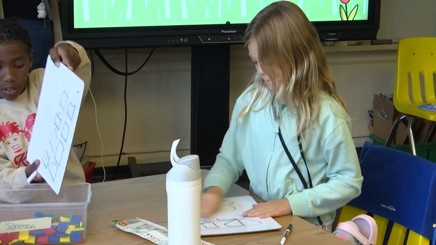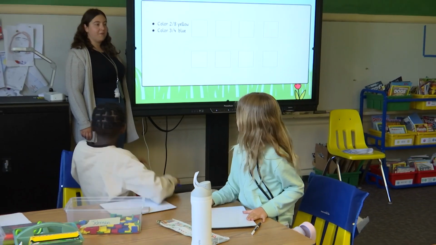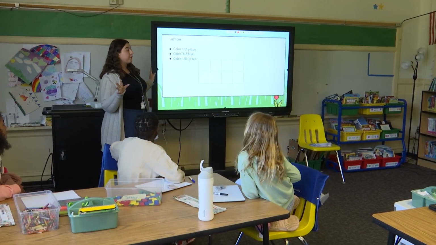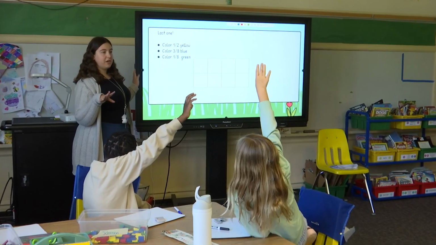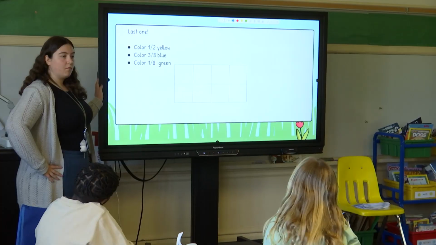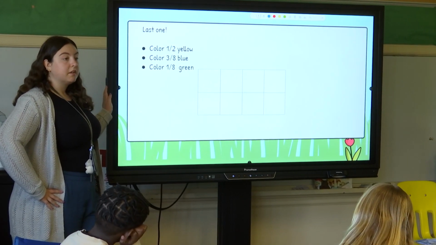Okay. See, I'm looking for eyes up here. Show me you're ready to listen. Okay. This is our last one, okay? So what do we notice that's different about this one? What do you notice, Kai? That it's 4. Well, no, it's 8. Mm-hmm. But they're all connected together, right?